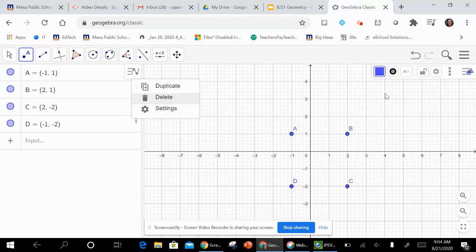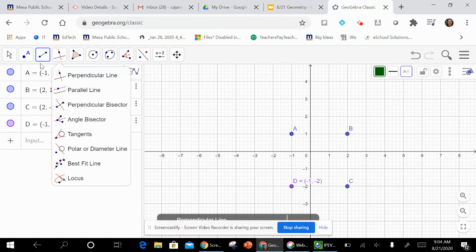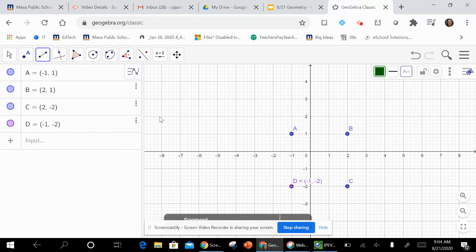Okay, so now we want to do name and value. Again, everybody remember you can do different colors. And now we're going to do segments. So I'm going to come here to segment. You can click over here.